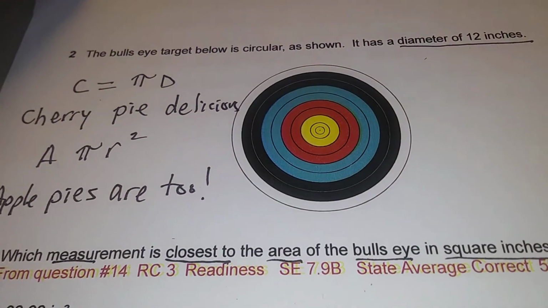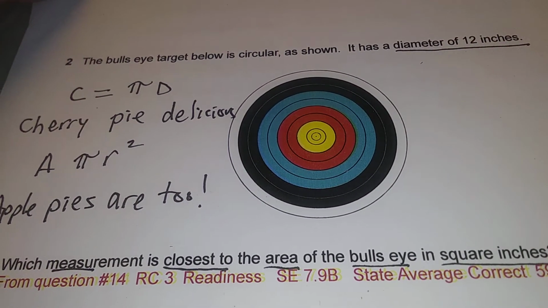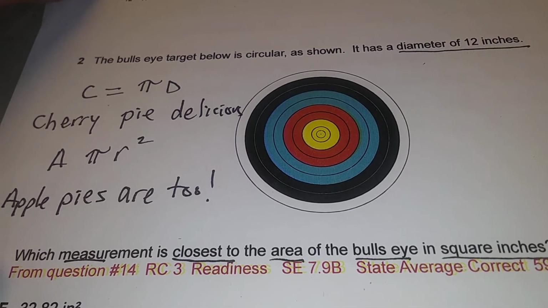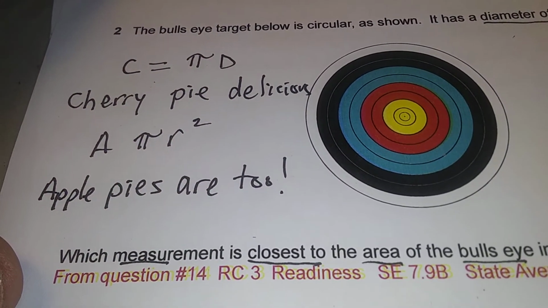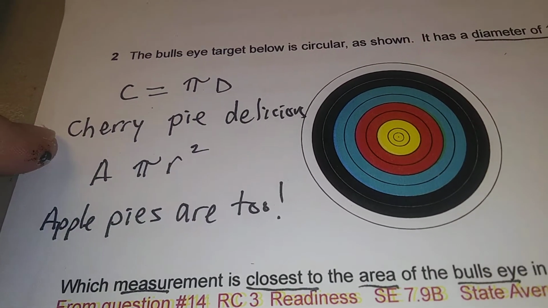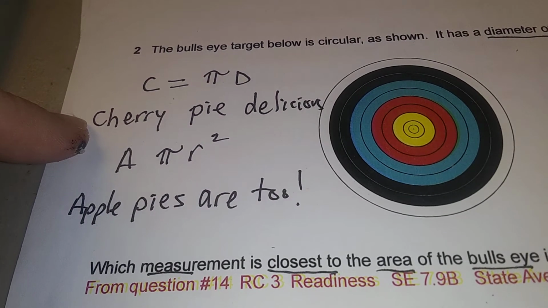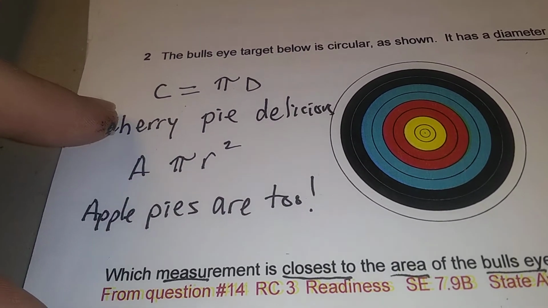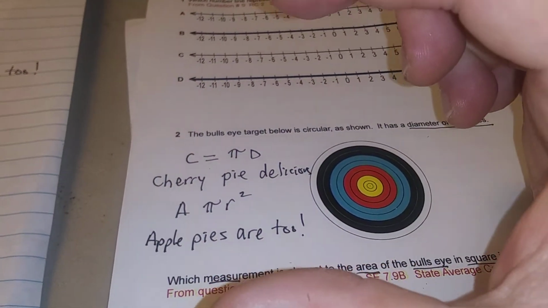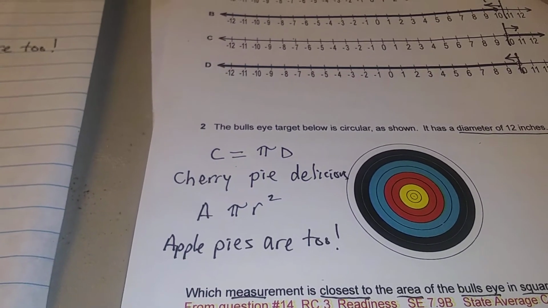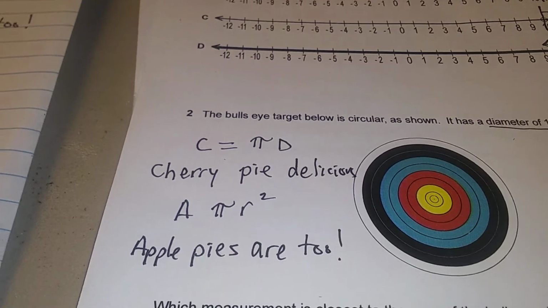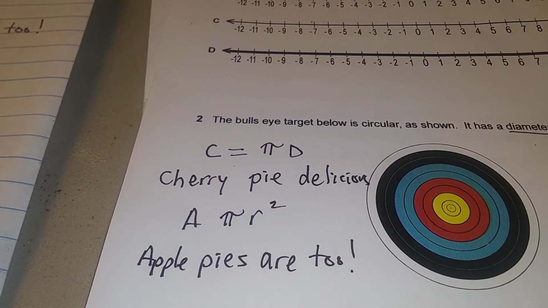circumference and diameter. It says the bullseye target below is circular. As shown, it has a diameter of 12 inches. Okay? And the formula for circumference is pi times diameter. But the trick that I taught you in my video using my fingers is that cherry, pi, put it together, is delicious.